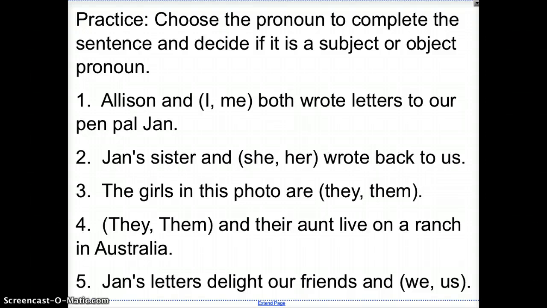Number 3, find the verb. Then determine what kind of verb it is. Is it linking or action? Then determine which kind of pronoun you're going to choose, subject or object.